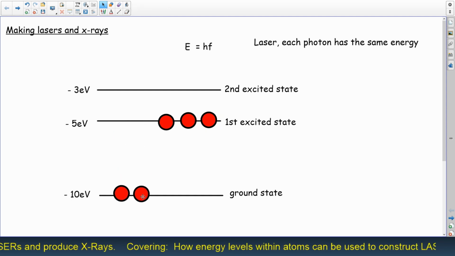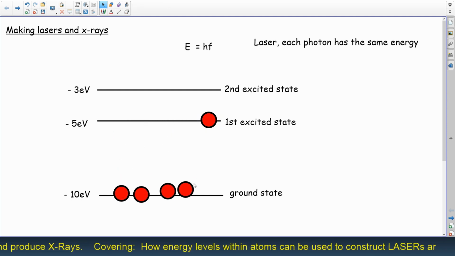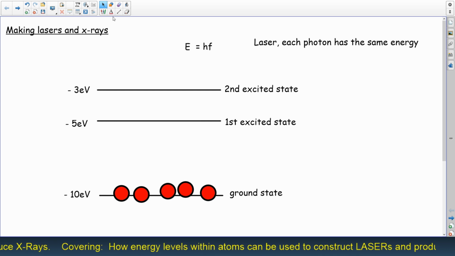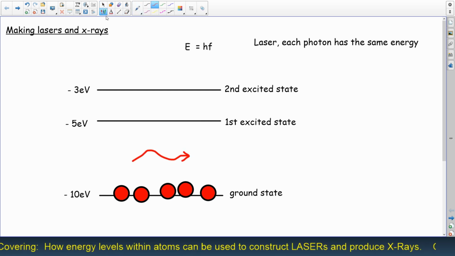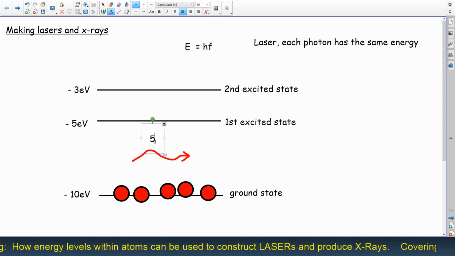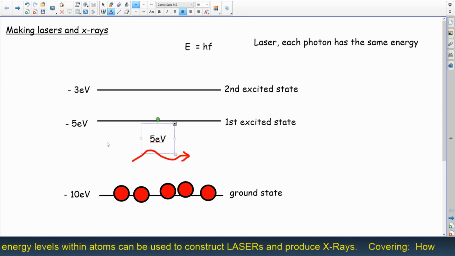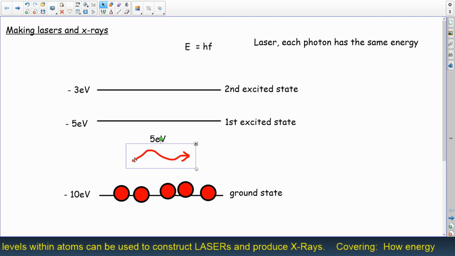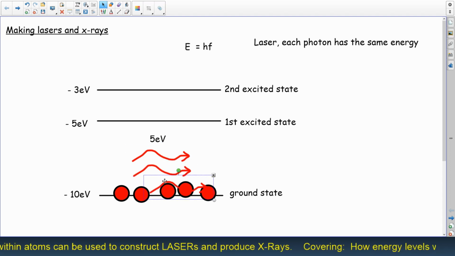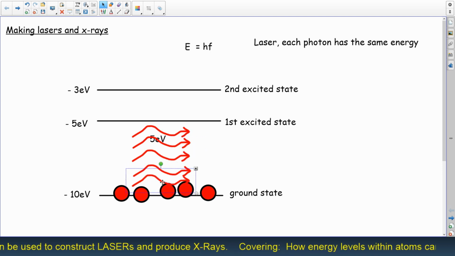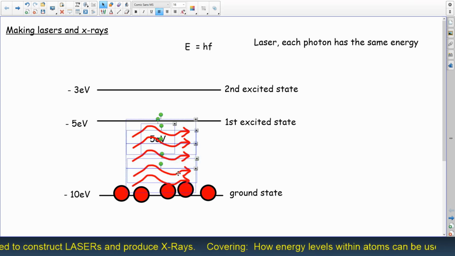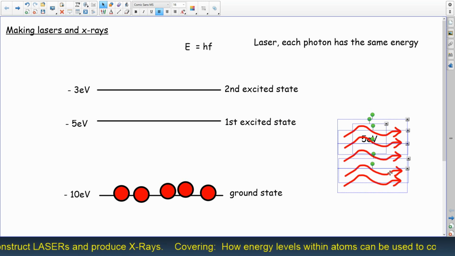then when they all fall down, we'll get 5 electron volt photons. Simple. So not just one of these, but we will in fact get 5. So 3, 4, 5. If I can do that continuously, then I'll have a laser beam.